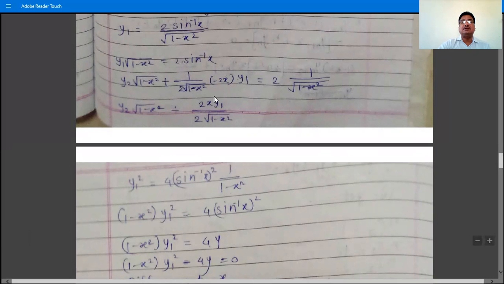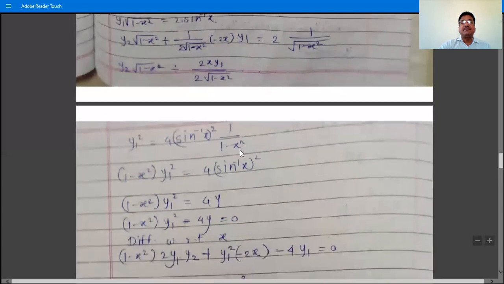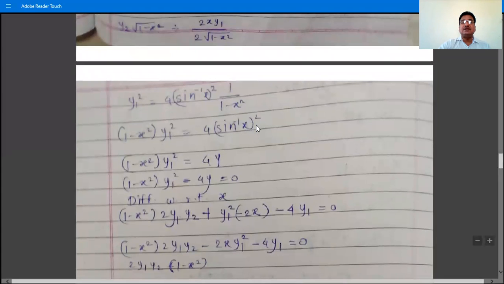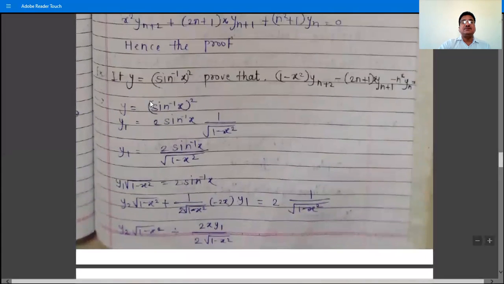Don't write these three steps. After this step, write squaring both sides. So y1 square is equal to 4 (sin inverse x) whole square, and root 1 minus x square, its square is 1 minus x square. Then shift this 1 minus x square to LHS. So we have (1 minus x square) y1 square is equal to 4 (sin inverse x) whole square, and (sin inverse x) whole square is y.